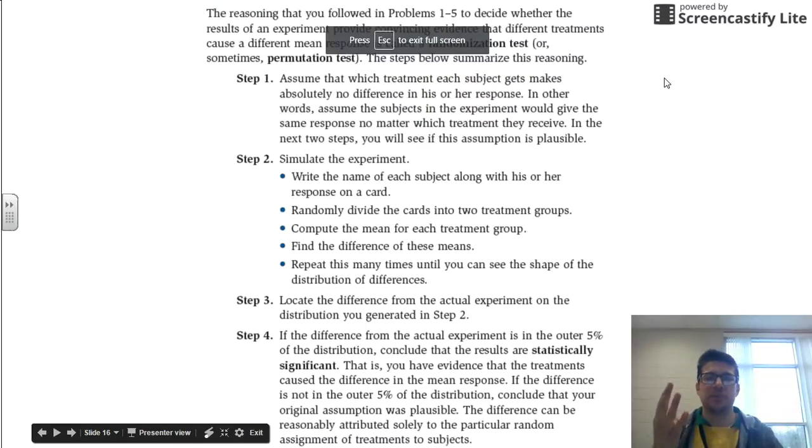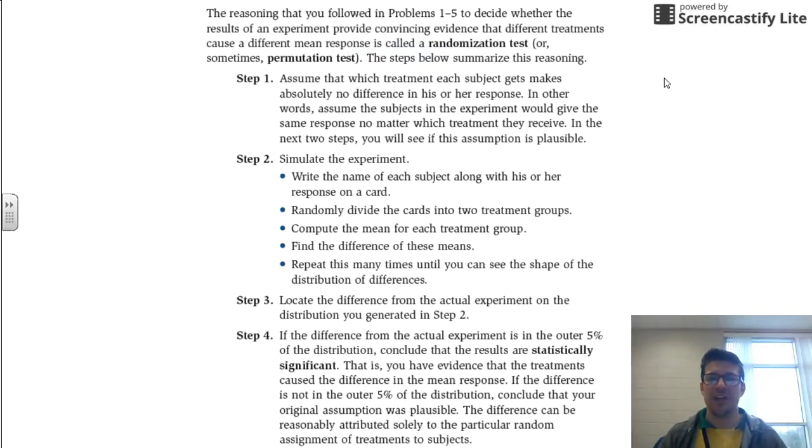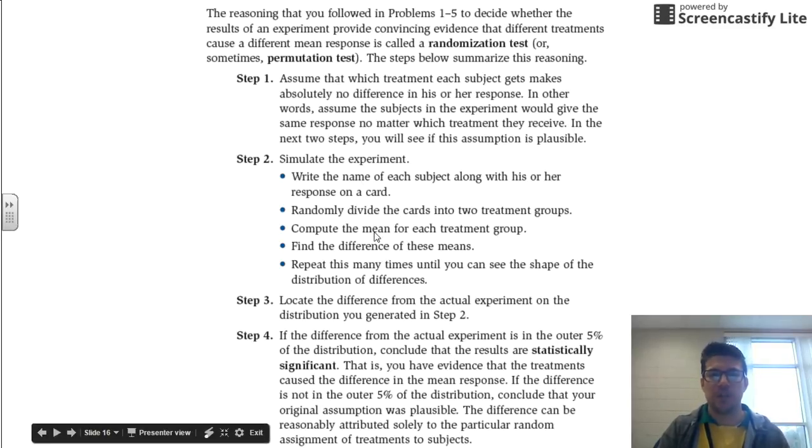First, let's go over the four main steps of a randomization test. Step one is your null hypothesis. This means you're going to assume that the treatment in the experiment, so again, we're testing an experiment to see whether or not the treatment caused the result. First, we have to assume the null hypothesis. This means that we're assuming the treatment did nothing. But we have to prove this, and we're going to see in the next couple steps if we can do that.